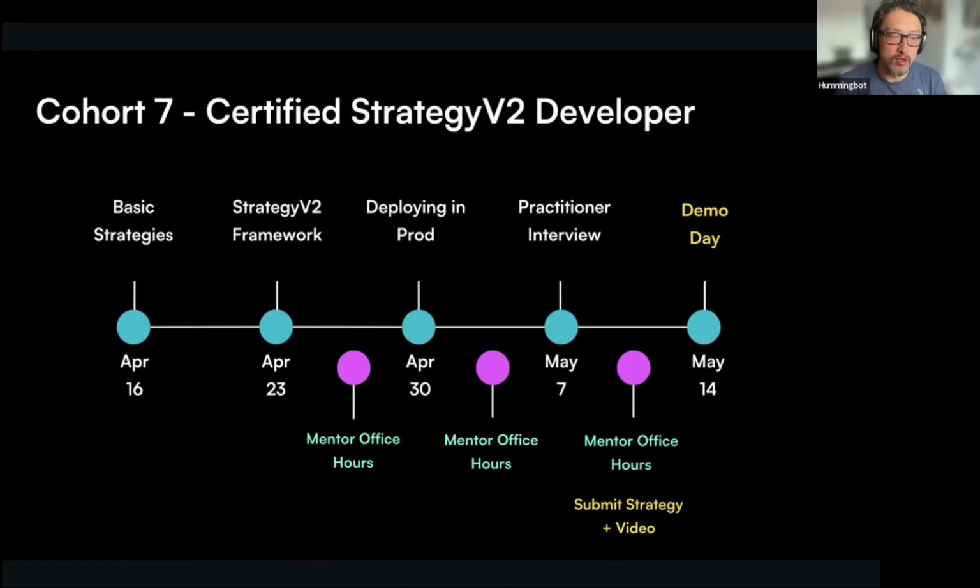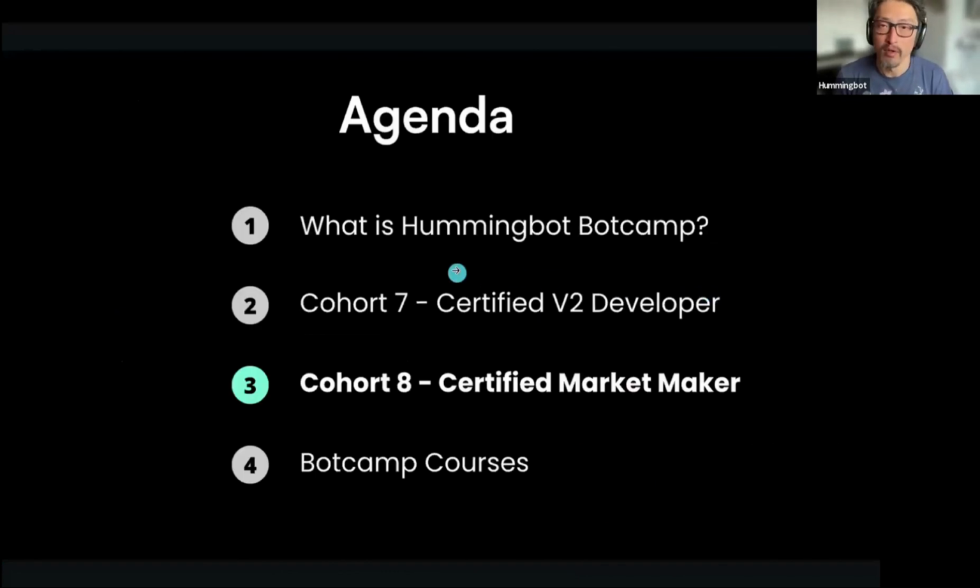I would recommend that you take cohort 8, which I think will be more theoretical and less intensive on the development side. Okay, so let me move on. And if there are no more questions about cohort 7, I'll move on and describe how the market making cohort will work.